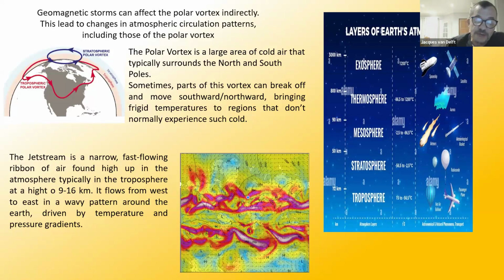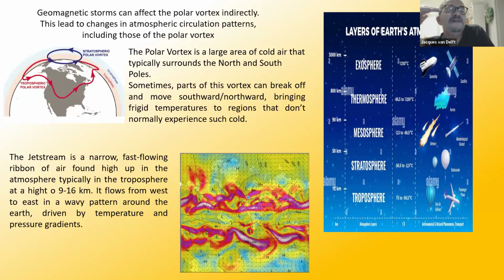However, when the polar vortex weakens or becomes disrupted by the auroras, it can allow the jet stream to become more erratic and meandering. This can lead to the development of weather patterns such as persistent ridges and troughs in the jet stream, which can result in extreme weather events like prolonged cold spells, heat waves, storms, and heavy precipitation in various parts of the mid-latitudes.